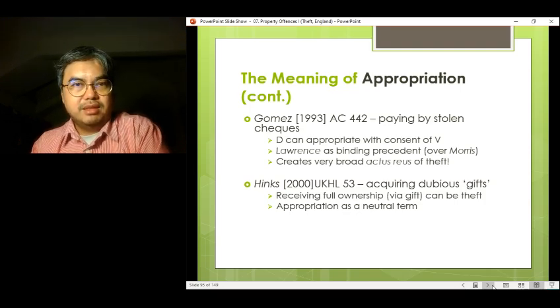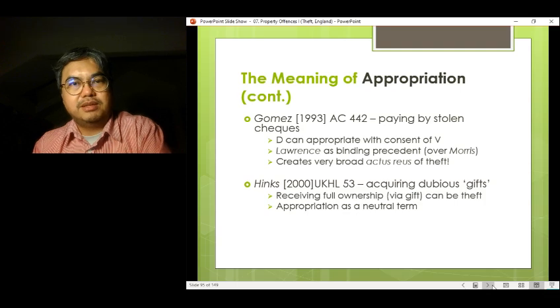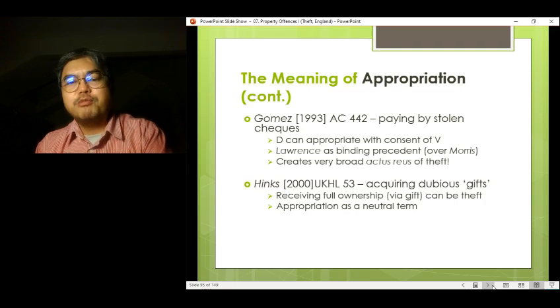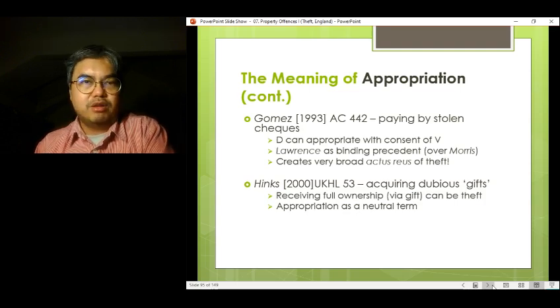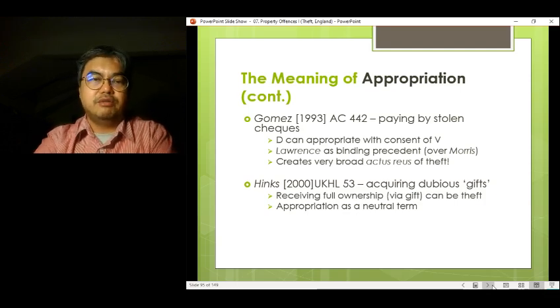So if you take the property which belongs to another person, and you have the intention to permanently deprive the other of it, the key thing is was it dishonest or not? Was appropriation dishonest or not? So therefore, appropriation is a neutral term. Doesn't matter whether it was with consent or without consent. And that's the reason why I agree with the case of Gomez.